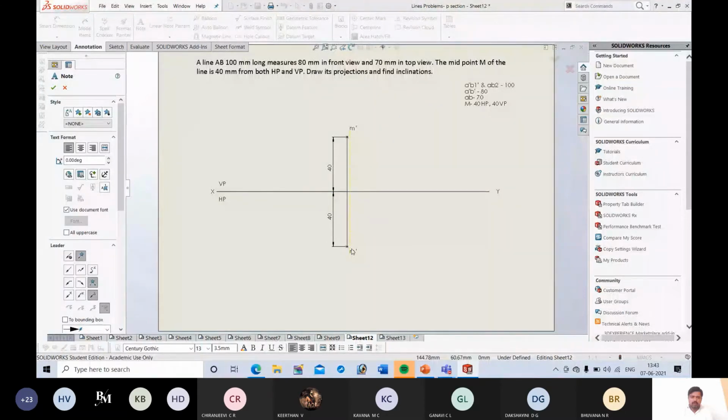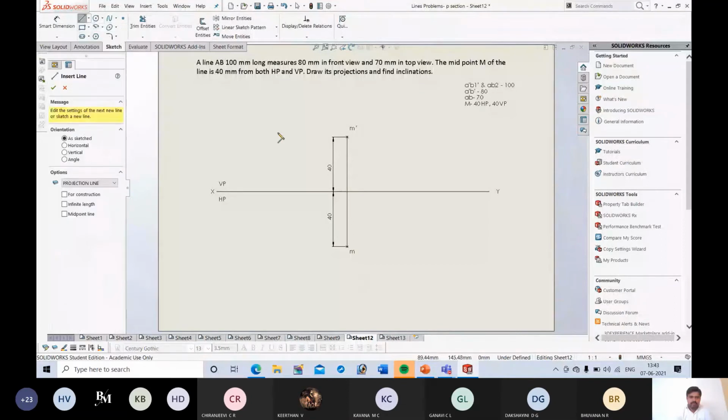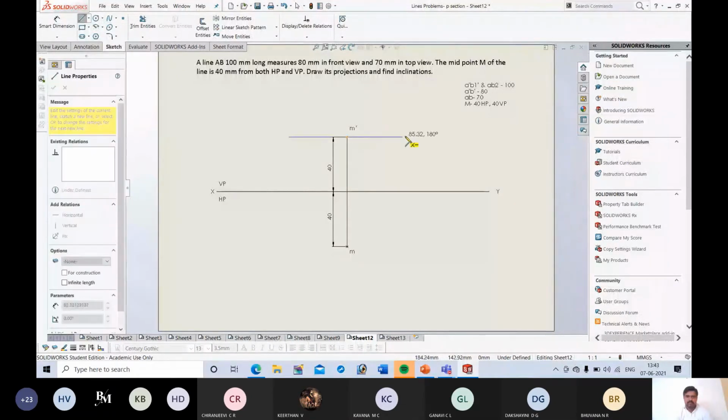After drawing the front and top view of the midpoint, after locating the midpoint, immediately I should draw the locus of it. The locus of the midpoint is a horizontal line passing through that point. So I will draw the locus of the midpoint. Next, we should consider half of it.